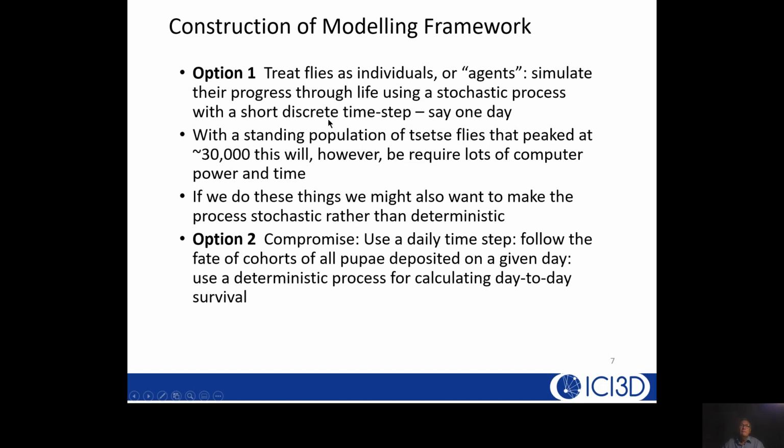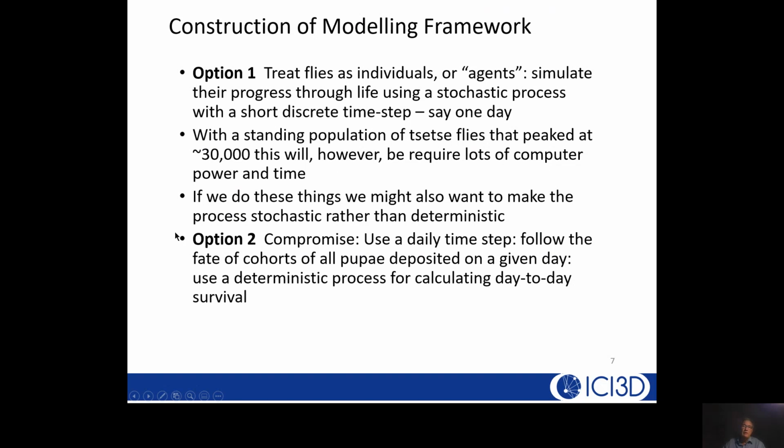And we've got more than one way of looking at that. We could, for instance, use an agent-based model or an individual-based model where we actually look at the way in which individual flies go from day to day. And each day we look at that agent and say, did that agent survive that day? And if it's a female, if it survived that day, did it produce an offspring? And you keep following those through until every single fly has been looked at through the entire population over the 4 years. But of course, with a standing population of tsetse flies that peaked at about 20,000, this is going to require an awful lot of computer time.